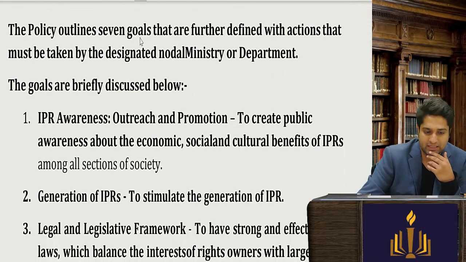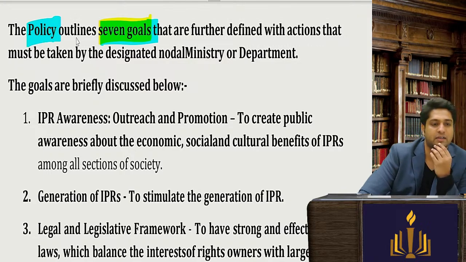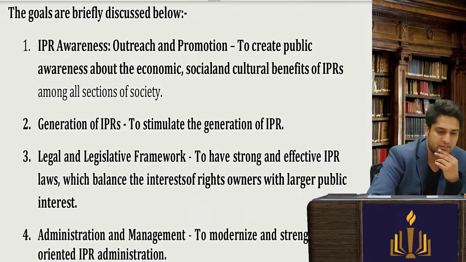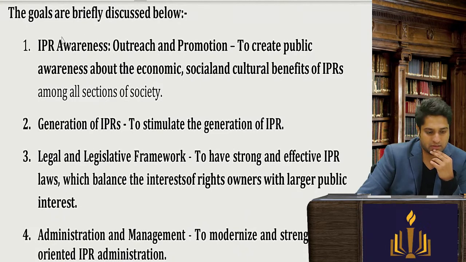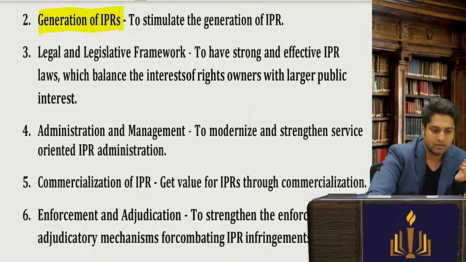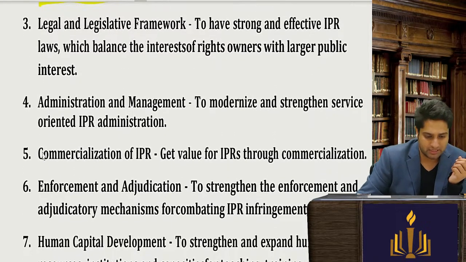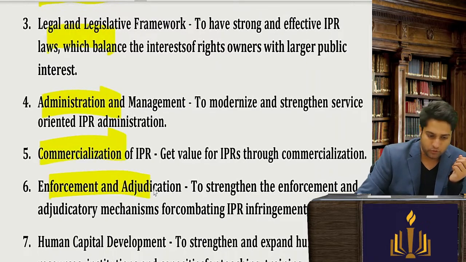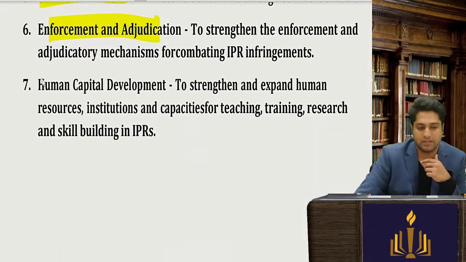The policy outlines 7 goals. Now you have to understand that there are 7 goals of the policy which you can write. First is creating awareness about IPR, etc. Then to stimulate generation of IPR. I think we've seen that before. Commercialization, enforcement and adjudication, human capital development. So there are 7 points which we have seen. And that is it. With this, we've completed the entire chapter, lesson 15.